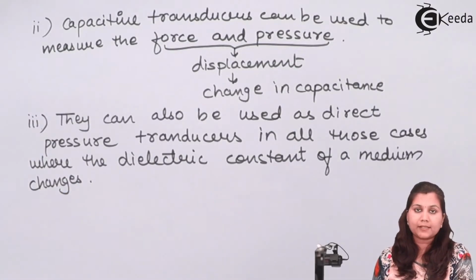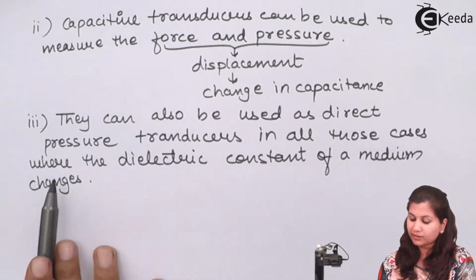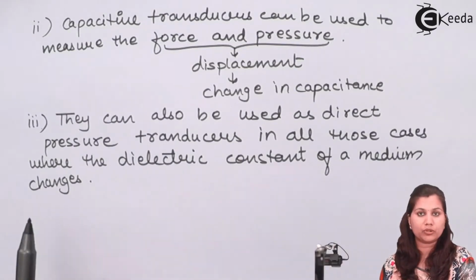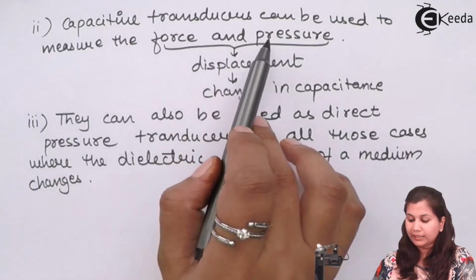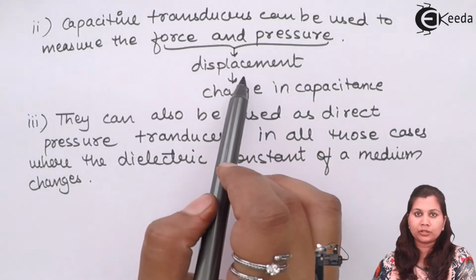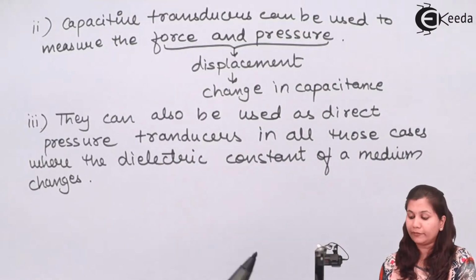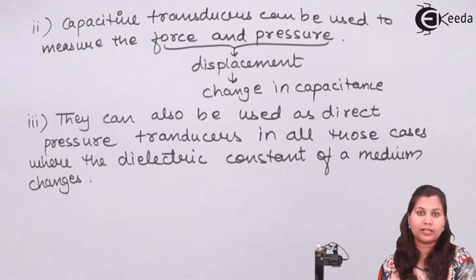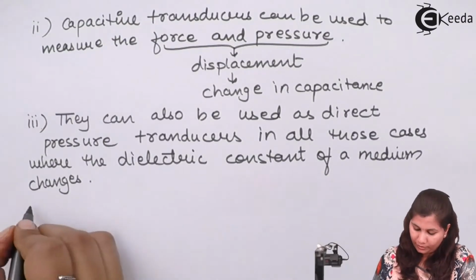Now the capacitive transducers can also directly measure the pressure in all those cases where the dielectric constant of a medium changes due to the change in the pressure. So indirectly the pressure can be measured by converting it into displacement, and directly also, if the changes in the pressure are causing changes in the dielectric constant, which is changing the capacitance, then they can directly measure the pressure.